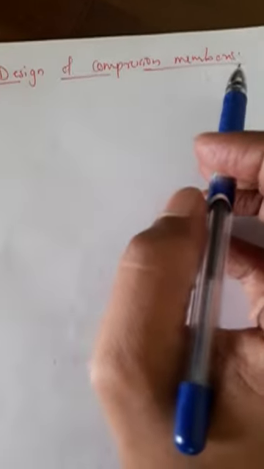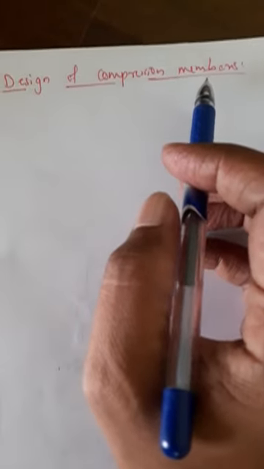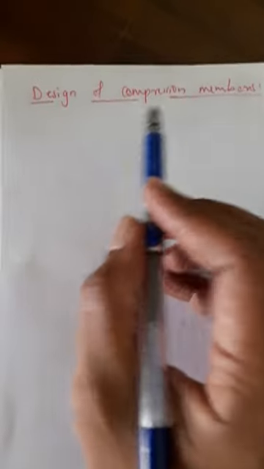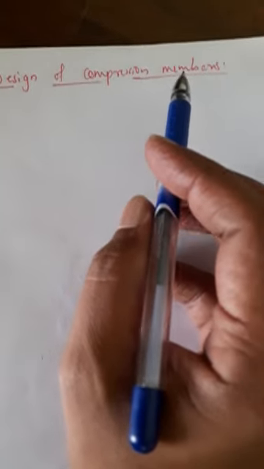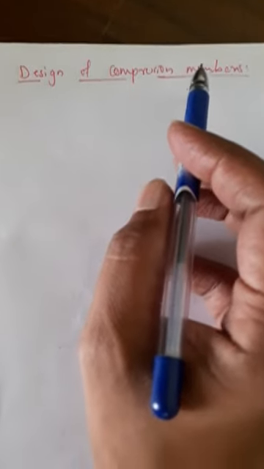Hello friends, welcome to this session on design of compression members. Earlier problems which we have studied so far were analysis problems. Analysis problem in the sense the section was given, connections were given, you have to find its load carrying capacity. Here in design problems, only loads will be given. Rest all things you have to assume and satisfy the conditions.